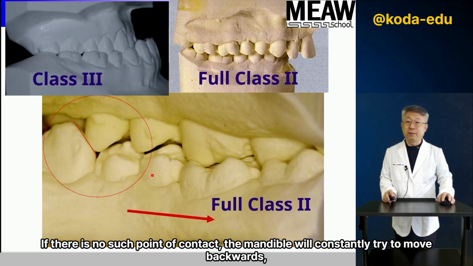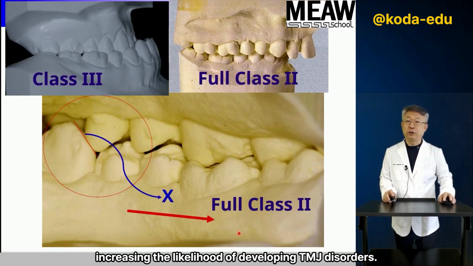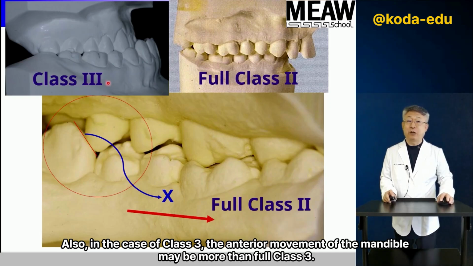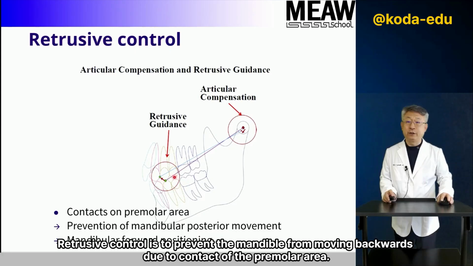If there is no such point of contact, the mandible will constantly try to move backwards, increasing the likelihood of developing TMJ disorders. Also, in the case of class 3, the anterior movement of the mandible may be more than full class 3. Retrusive control is to prevent the mandible from moving backwards due to contact of the premolar area.